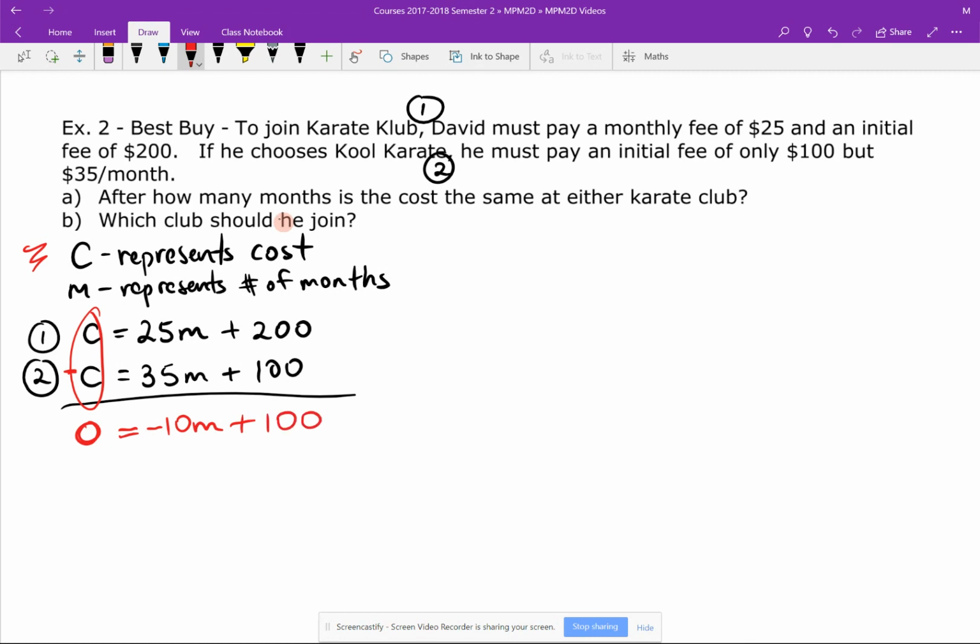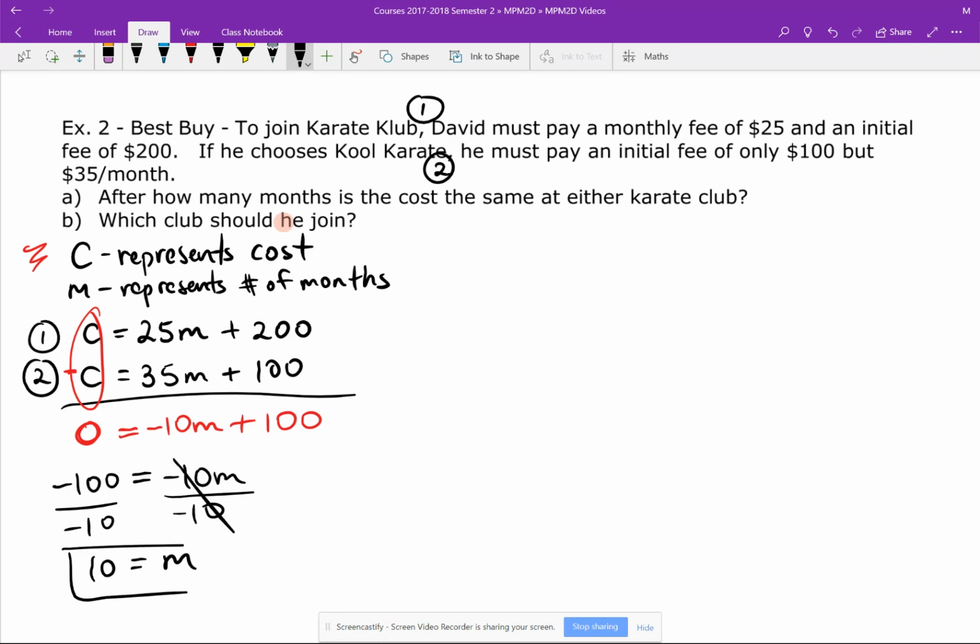So now I have one variable in this red equation to solve for. If I solve for m, if I subtract both sides by 100, I'll have negative 100 equals negative 10m. And if I divide both sides by negative 10, my answer for m will be 100 divided by 10, which is 10. So m equals 10. 10 months.